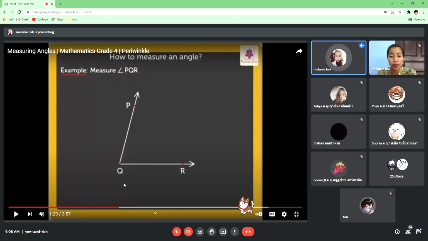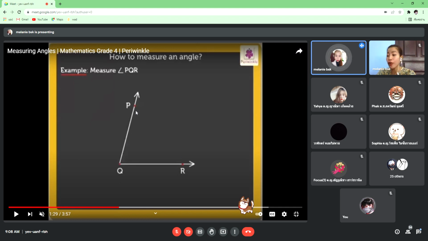Goodness. Okay, here we go. So we have the two rays of this angle. We have QP and QR, children. If we're going to name this angle, we're going to start from this one at the bottom or at the top. We're going to use this symbol. So this one is angle PQR or angle RQP.